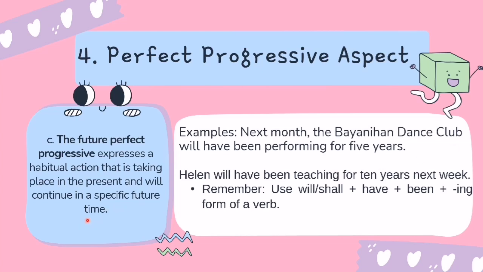Letter C, the future perfect progressive. It expresses a habitual action that is taking place in the present and will continue in a specific future time. Examples: Next month, the Bayanihan Dance Club will have been performing for 5 years. Helen will have been teaching for 10 years next week. Remember, use will, shall, plus have, plus been, plus the -ing form of the verb.